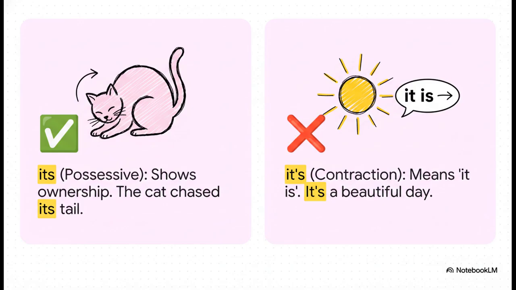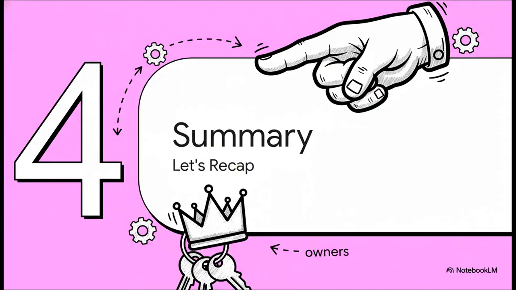Now, it's with an apostrophe is completely different. It's just a short way of saying it is or it has. For example, it's a beautiful day. The easiest way to remember is that the possessive its will always be followed by a noun. All right, we've covered a lot of ground today. We've talked about the pointers and the owners, so let's do a really quick recap to make sure these concepts are locked in for good.